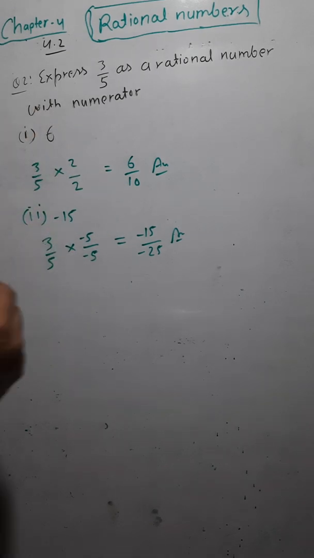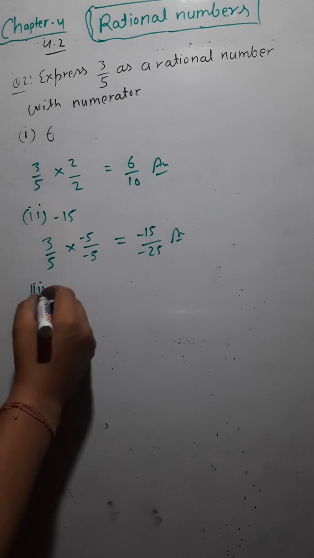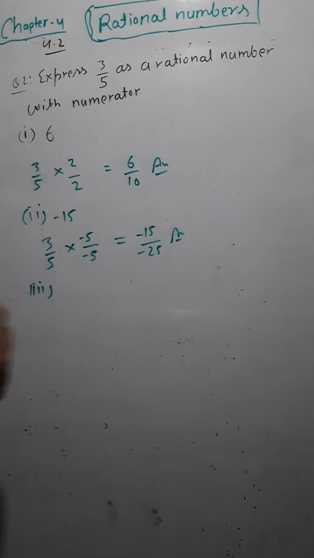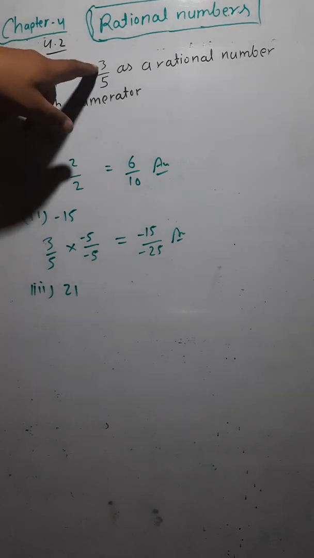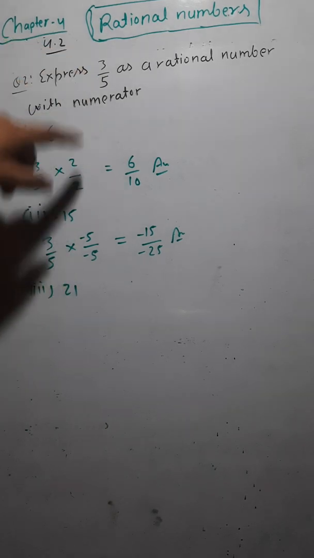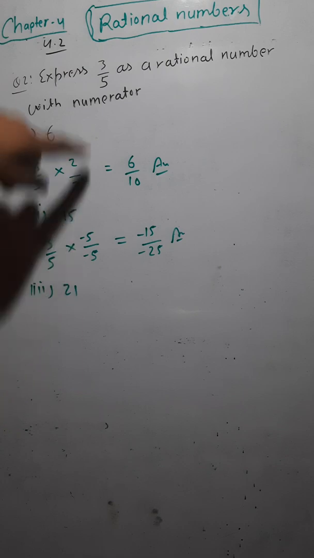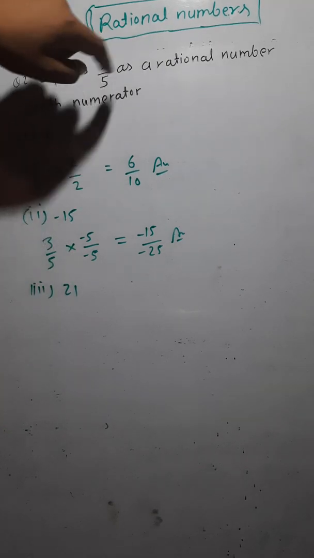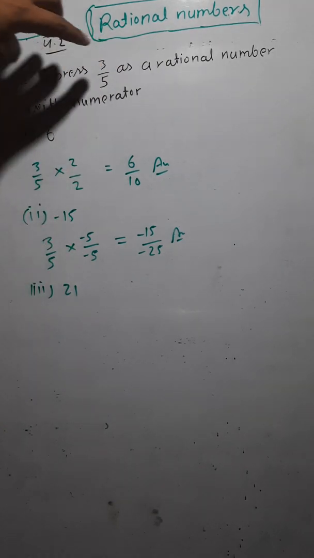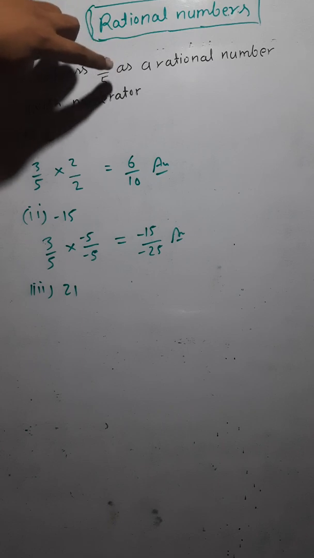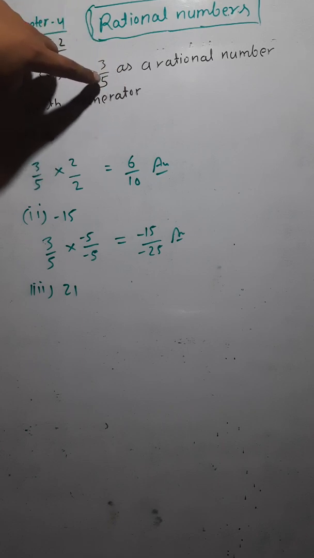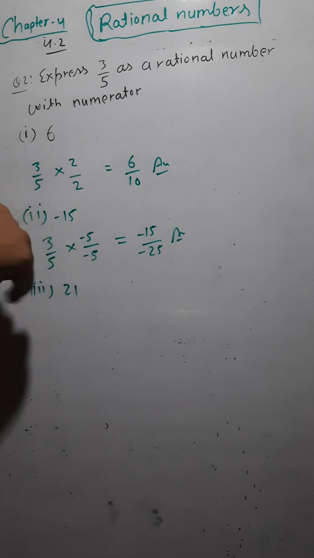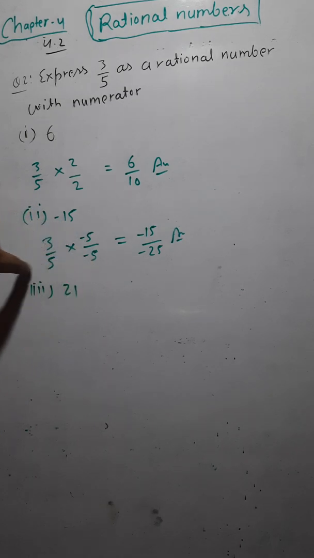Okay. Now similarly you have the third question. Question is 21. Third part of the question. How would you express this 3 by 5 as having the numerator 21? If I multiply this numerator by 7, then 7 3 is 21. If you are multiplying the numerator also by 7, then at the same time you would be multiplying the denominator also by 7. So you would be getting 7 3 is 21, 7 5 is 35.